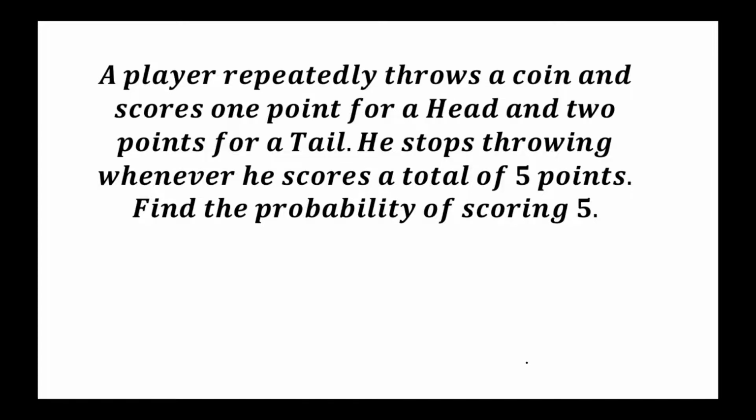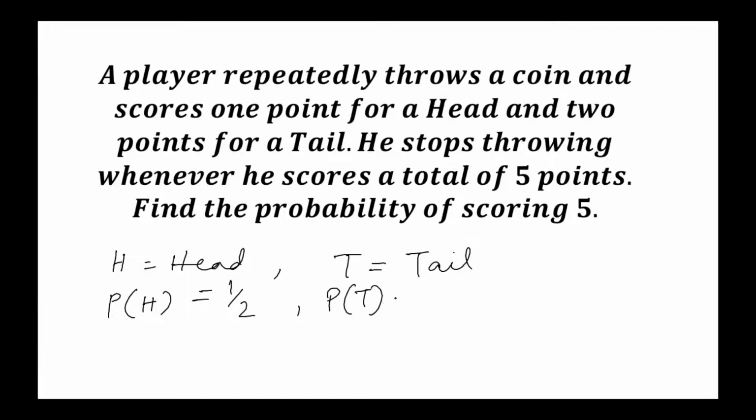A player repeatedly throws a coin and scores 1 point for a head and 2 points for a tail. He stops throwing whenever he scores a total of 5 points. Find the probability of scoring 5. This example is a finite sequence of Bernoulli trial. Let us take H as head and T for tail. Then probability of head is half and probability of tail is also half.